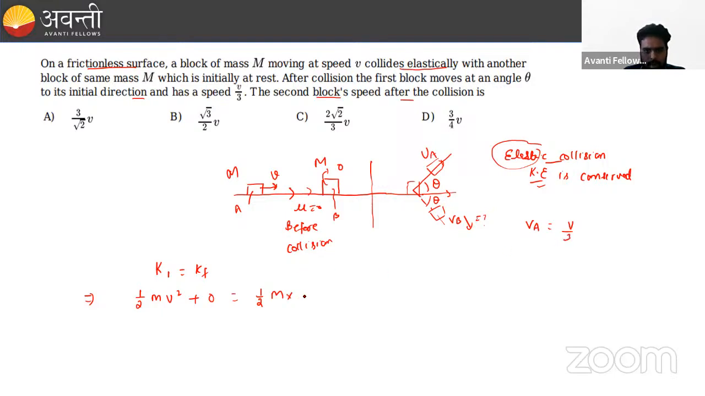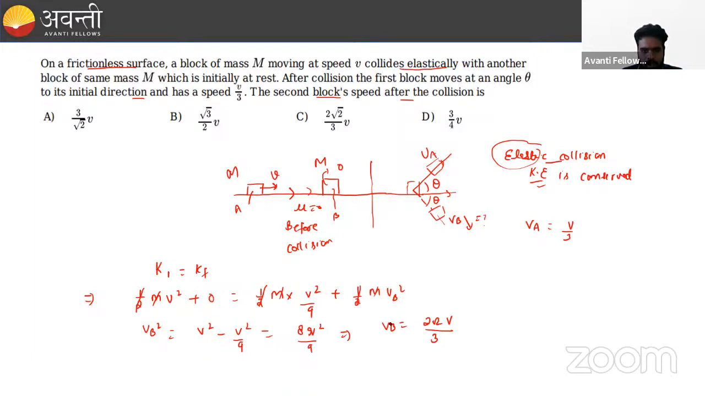If we put the value V by 3 here, V square upon 9, and it is asked about the velocity or speed of block B. So let's consider that as v_B. So this will become half m v square. Mass is the same, so half m cancels out from both sides. And here v_B square can be written as V square minus V square upon 9. After taking the LCM, we get 8V square upon 9. So the value of v_B is nothing but 2 root 2 V upon 3.